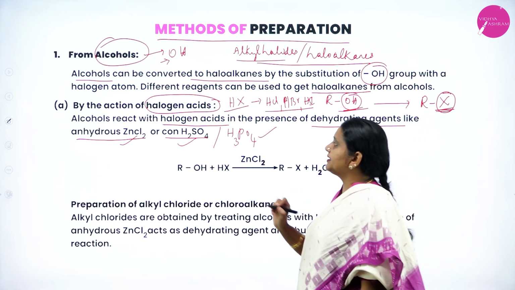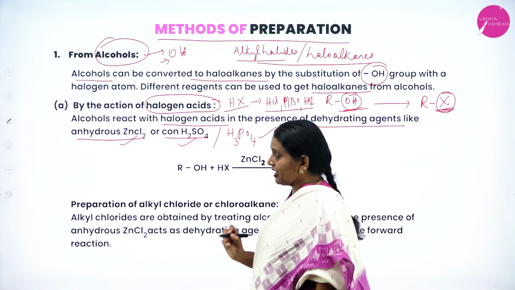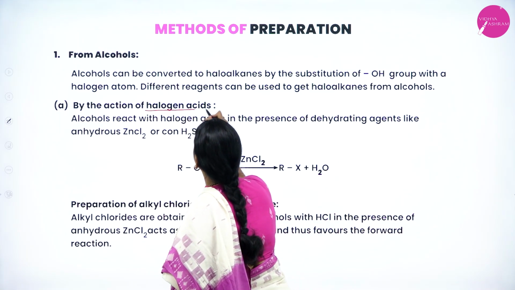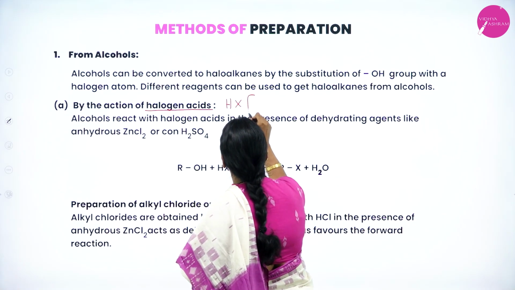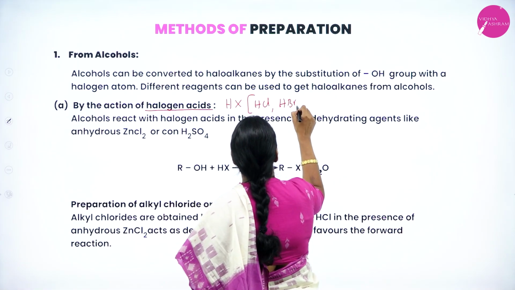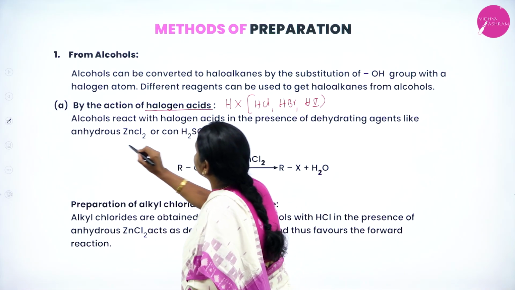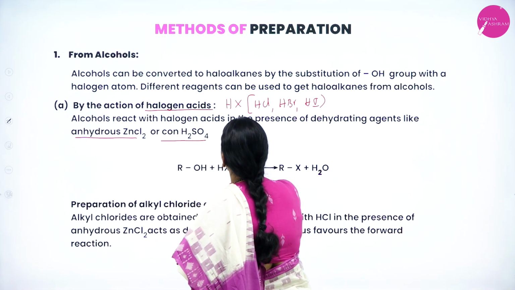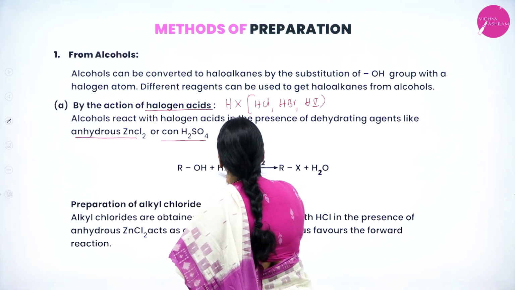It can be done by the action of halogen acids. The general formula of halogen acid is HX, either HCl, HBr or HI. You have to add dehydrating agents. First one is anhydrous zinc chloride, second one is concentrated sulfuric acid, third one is H3PO4.